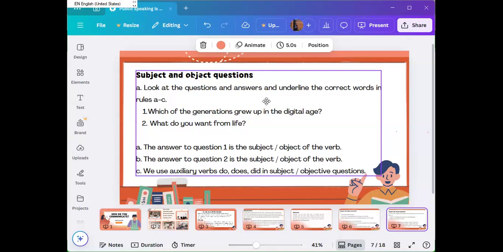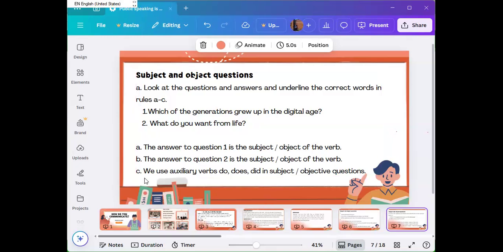Here is some trick. When you look at the question, you can directly know subject answer or object answer. But this one doesn't work at all, right? So is there any other exception or thing to look for in the question? Here is an important tip for deciding whether a question is a subject question or object question. Here is number C. We use auxiliary verb, the verb to do. Auxiliary verb do, does stay in subject question or object question?